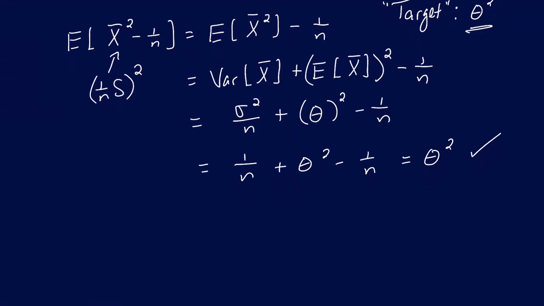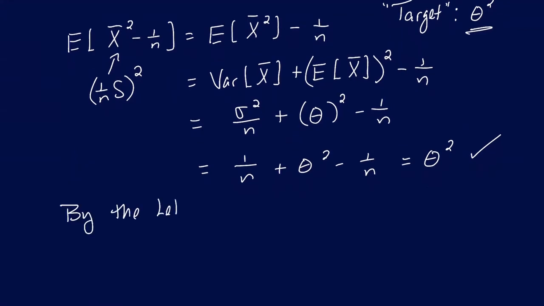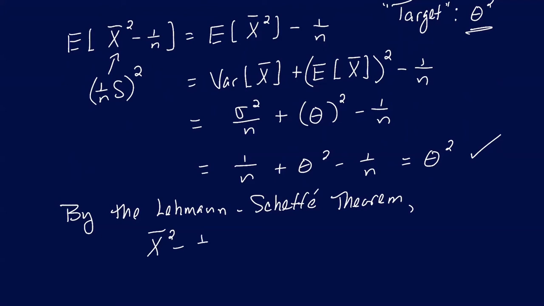So you can conclude this by saying, by the Lehmann-Scheffé theorem, x bar squared minus 1 over n is the MVU, the uniformly minimum variance unbiased estimator for theta squared. And we are done with part A.